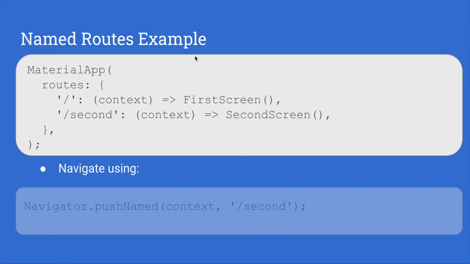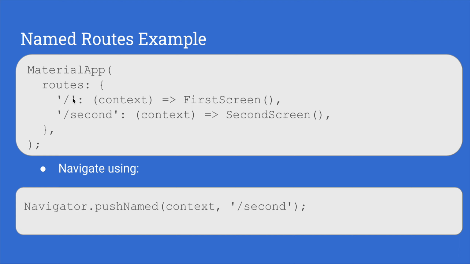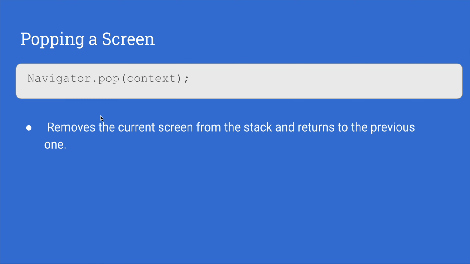Named route example. In the MaterialApp we define routes using first screen and second screen, and we navigate using navigator.pushNamed with the route name as a string. And how to pop a screen? We use navigator.pop, which removes the current screen from the stack and returns to the previous one.